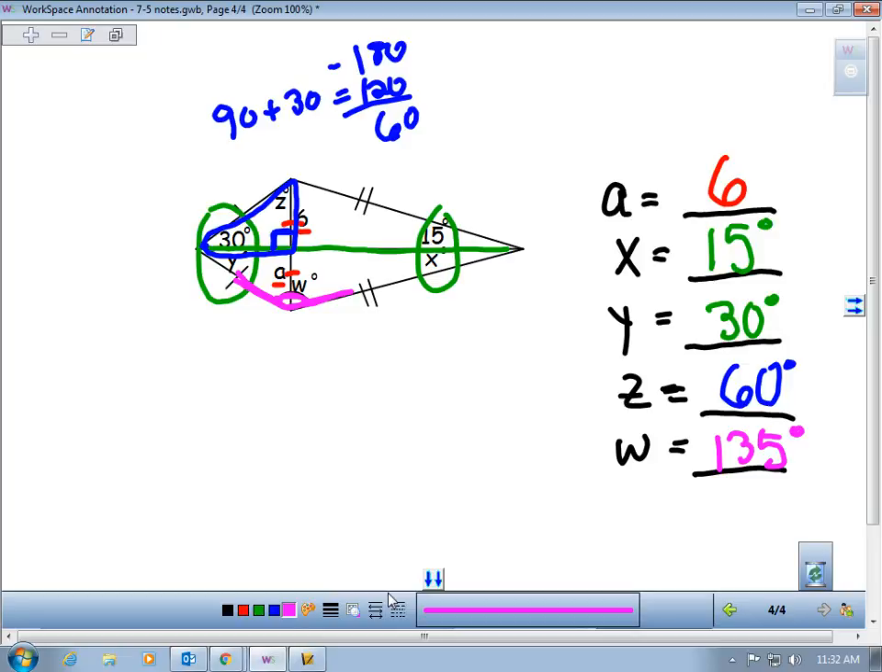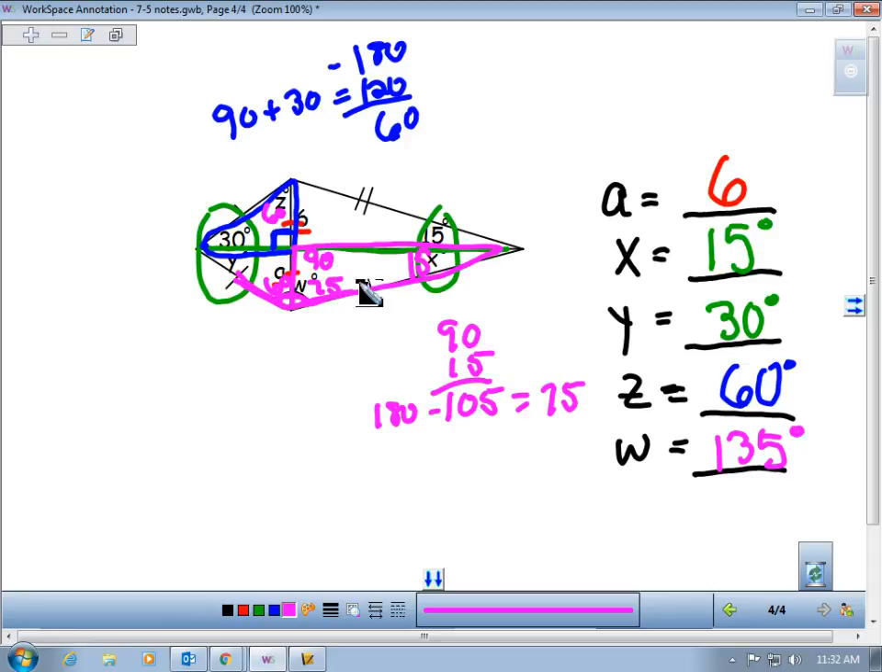Now, I'm going to tell you there's a couple different ways you can get this. One way that you might have done is you said, hey, I know that's 60. I know CPCTC means this angle is 60. You could say, I know that angle's 15, I know that angle's 90, so I got another right triangle right down here. So 90 and 15 is 105. Subtract that from 180, we get 75. So this angle right here is 75. And then add 75 and 60 together, you get 135 for W.